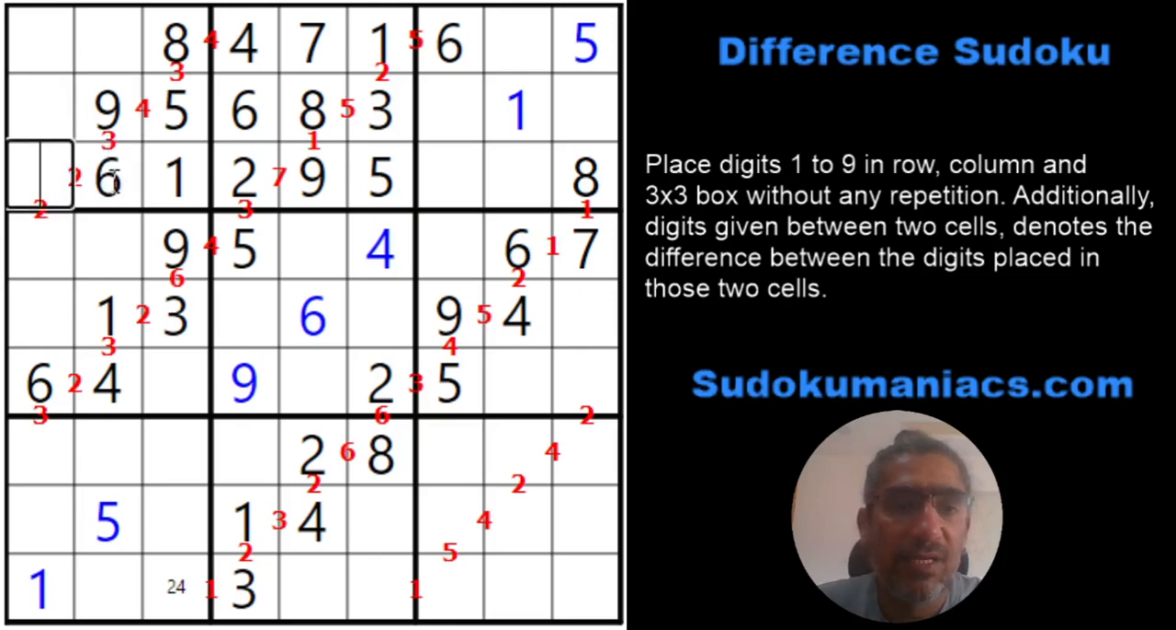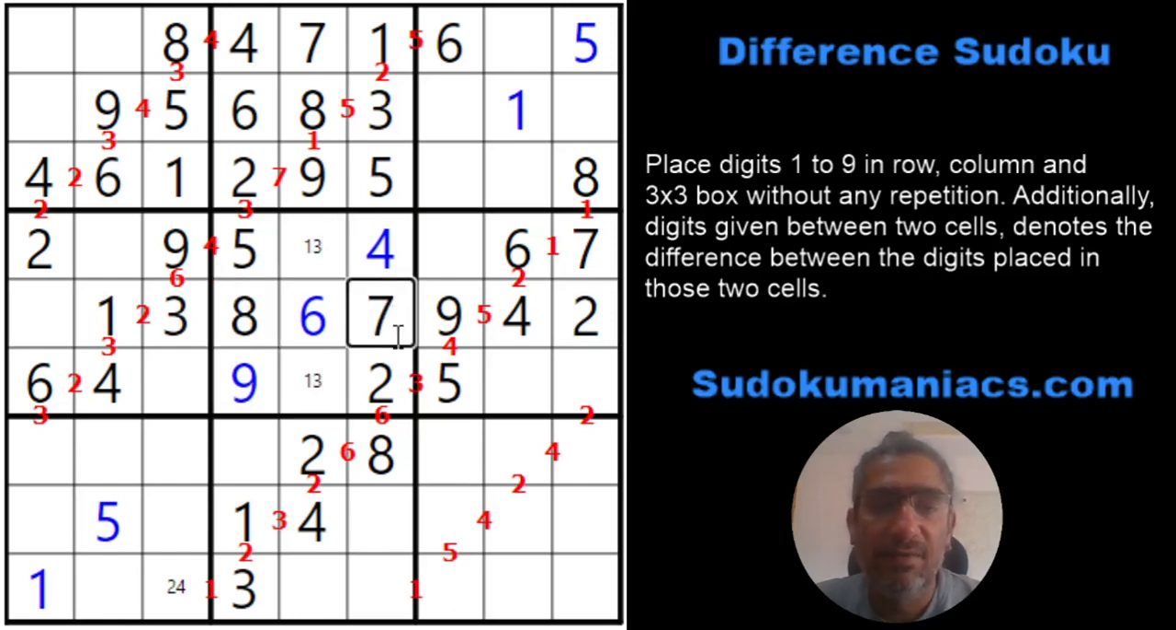So 6 with a difference of 2 can be 4 or an 8. We have an 8. So that's a 4. Again, difference of 2. 6 is not possible. So this has to be a 2. 2, 2. By classic rules, another 2. This 1, 3 forms a pair. So this is an 8 and a 7. 7, 7. Classic rule, another 7. This is an 8 and a 5. Alright? 5, 5. This is a 5.